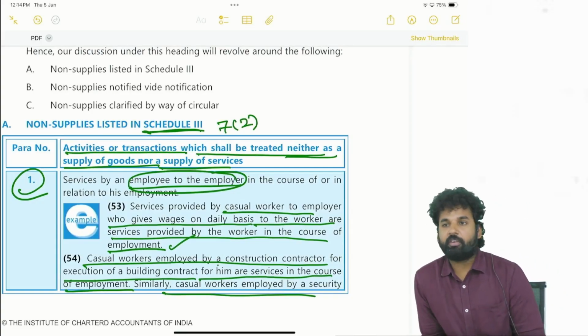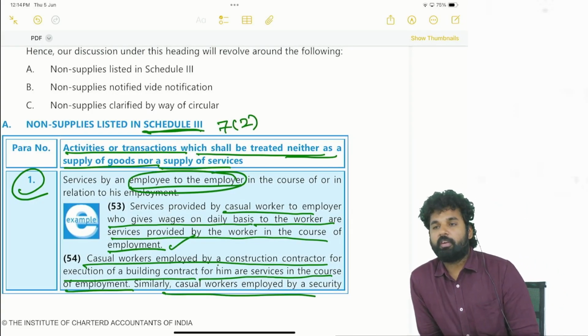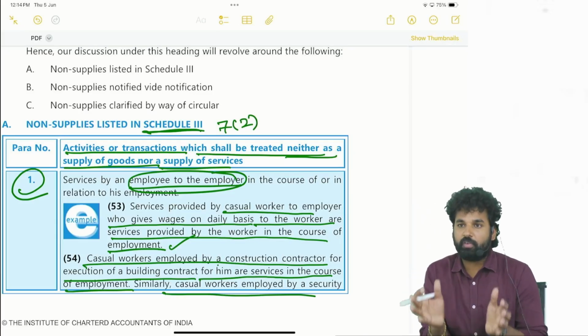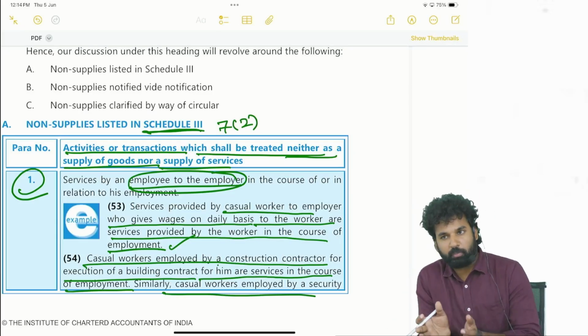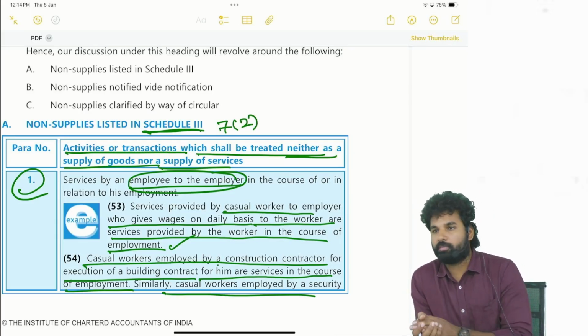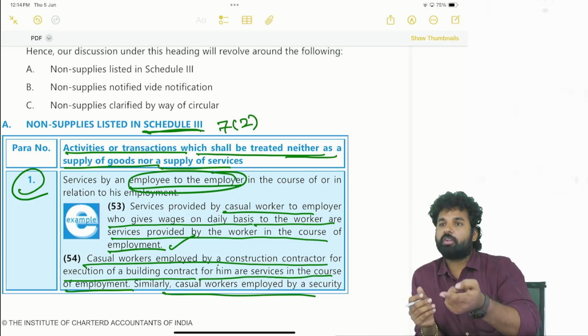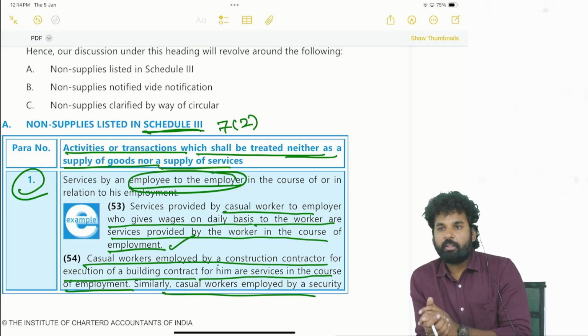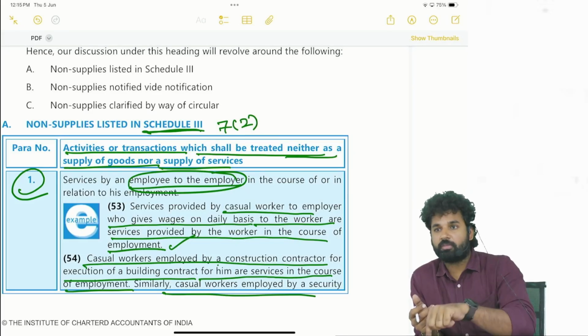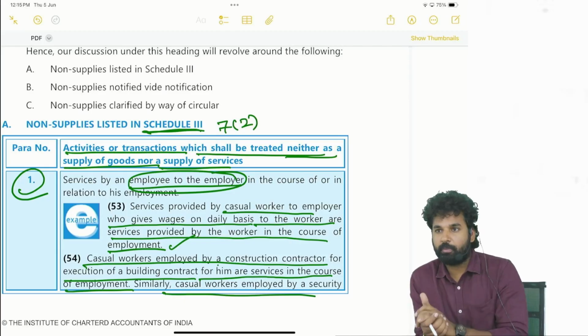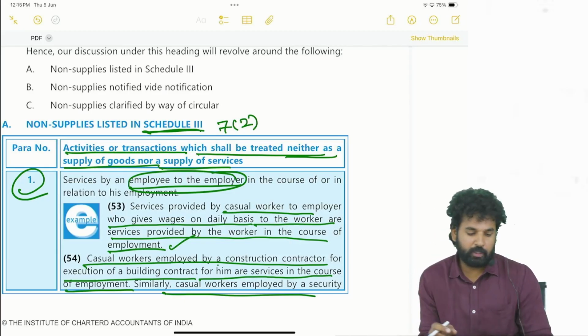In that, the first activity is the employer-employee relationship. If the employee is acting within the scope of the employment, then it is a salary consideration, and it will not come under the scope of supply. When the employee is acting beyond the scope of employment, then it will come under the definition of supply, even without consideration, as per Schedule 1, Para 2. Correct?